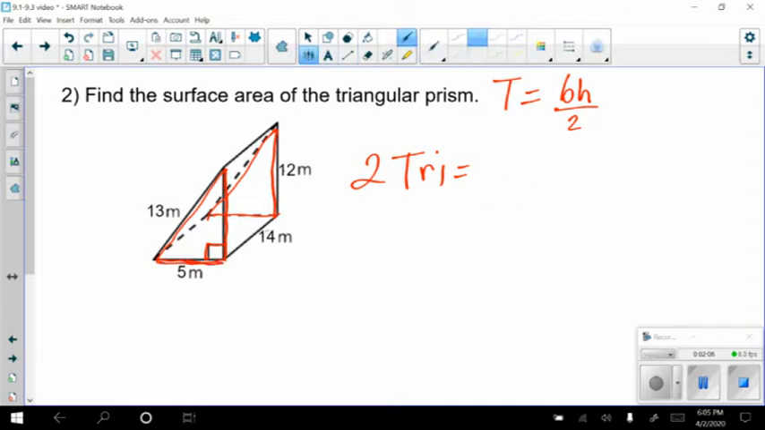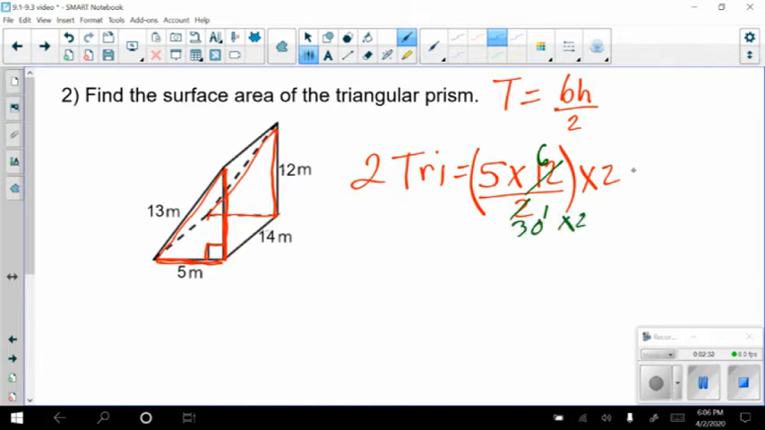All right, base of the triangle is 5, and the height of the triangle is 12. We're going to take that and divide it by 2. That would represent 1 triangle, but there are 2 of those, so I will multiply that total by 2. There's several ways to do this. You can have those 2's cancel out, or you can go ahead and calculate for 1 triangle. 5 times 6 is 30, and 30 times 2 is 60. All right, so our 2 triangles are 60.